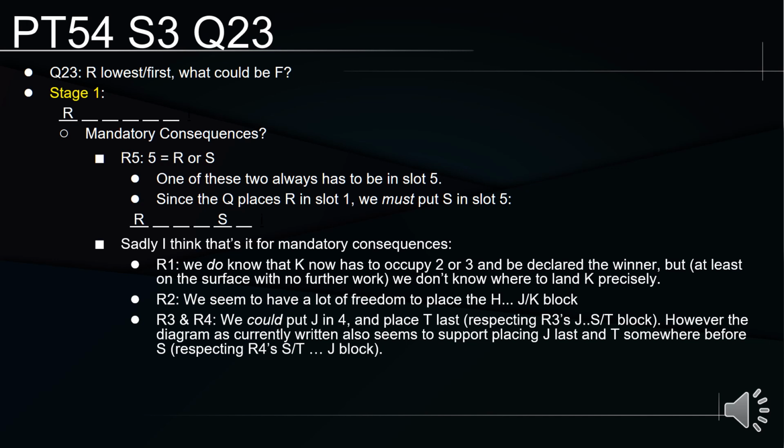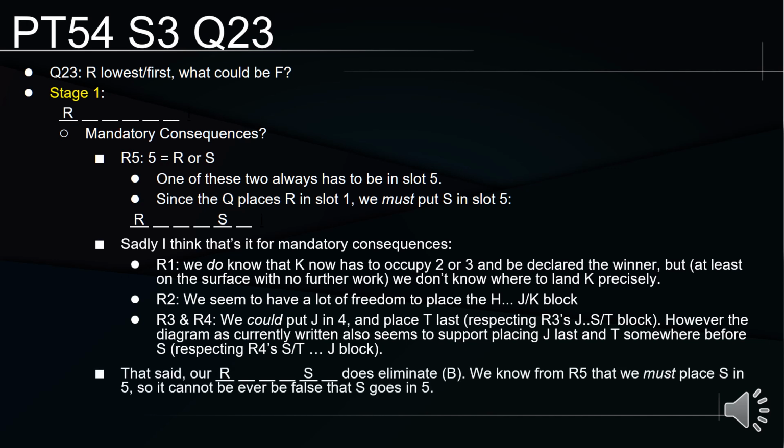It just for sure leads us to S being in slot 5. There's no ifs, ands, or buts. There's no flexibility there. That's it. And so that's why I would consider Rule 5 a mandatory consequence, and Rules 1 through 4 independently do not qualify as mandatory consequences. That being said, although we only did have one mandatory consequence, this whole diagram that we have, R, 3 blanks, S, and a blank, that does eliminate B, because we know from Rule 5 again, that the work that we just did here, we must place S into the 5th slot, so it cannot ever be false that S goes into 5.